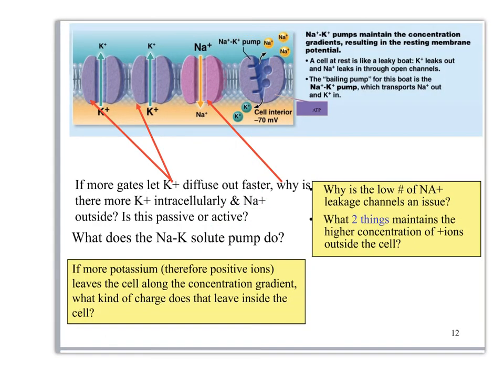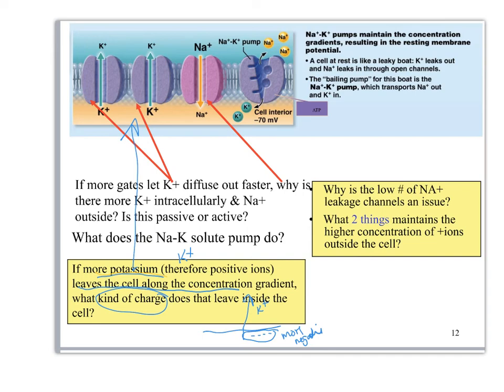Here we're basically following up and want to talk about some things that are going to happen. If more potassium, and remember potassium is a positive ion, leaves the cell along its concentration gradient, what kind of charge does that leave inside the cell? If more potassium leaves, you're taking more charged ions out. So that's going to leave fewer positive charged ions. So overall, the charge inside is going to become more negative.